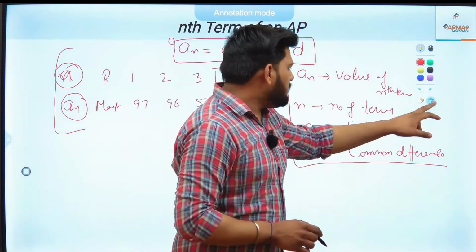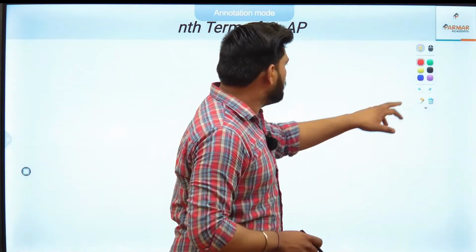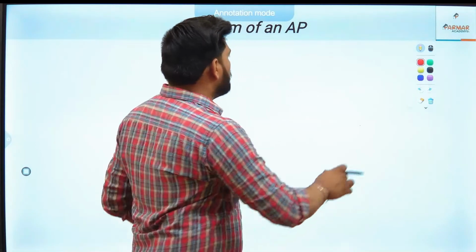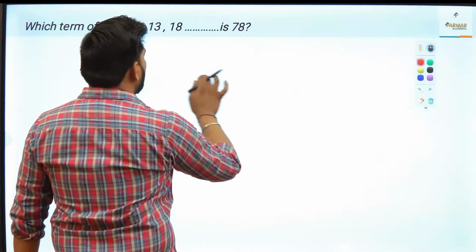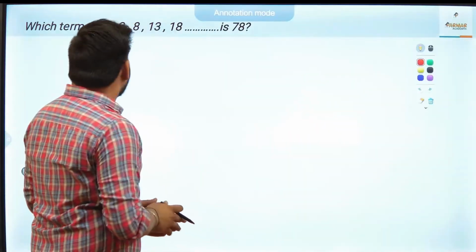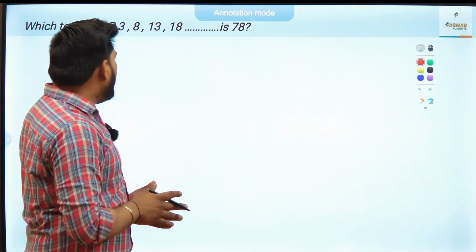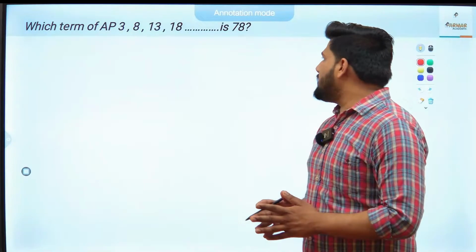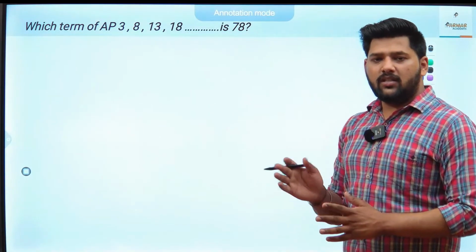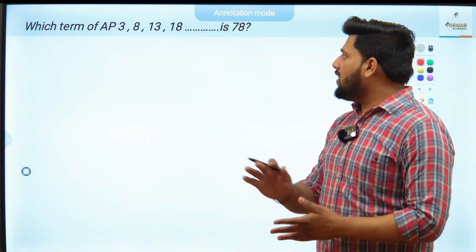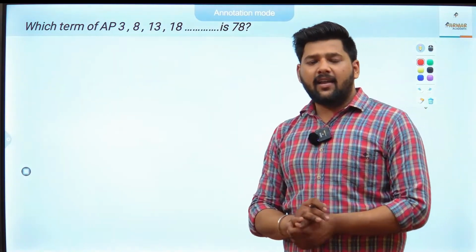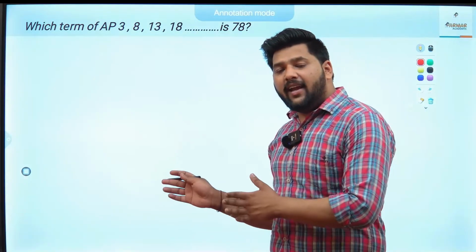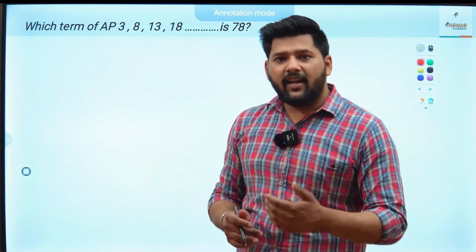The next one is the first question: which term of AP 3, 8, 13, 18 is 78? So this is the first question. An AP is given to us and we have to find which term is 78, means clearly 78 is the value.